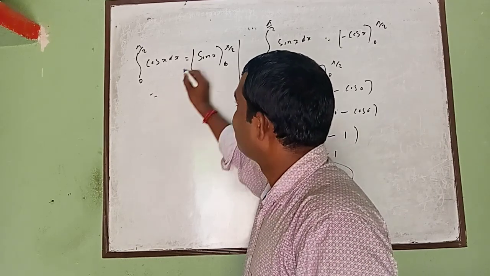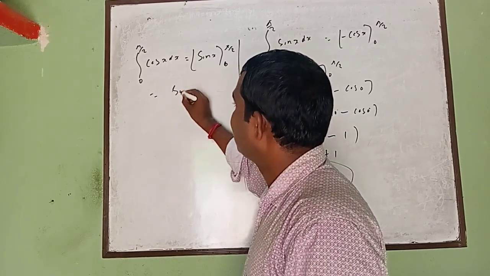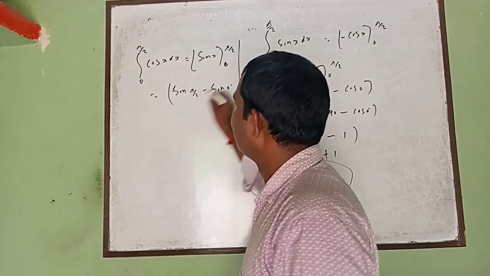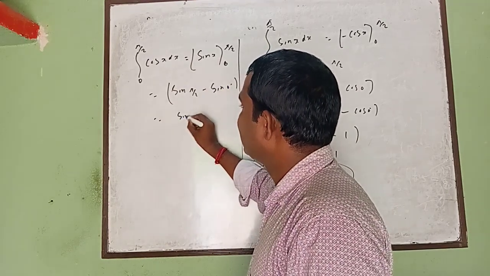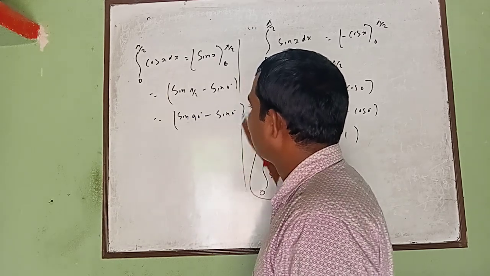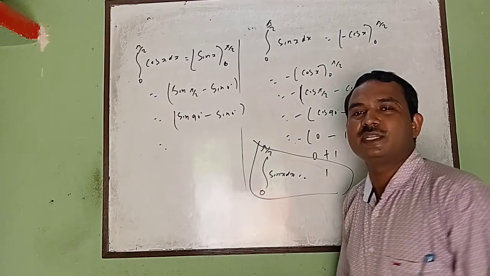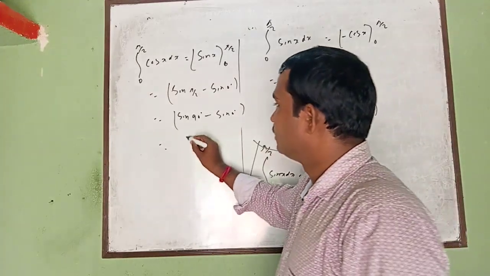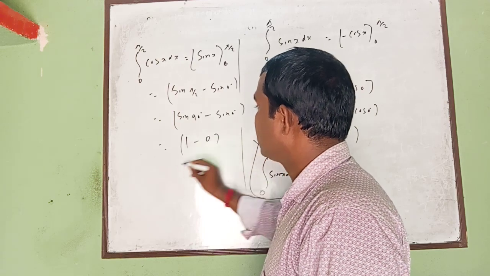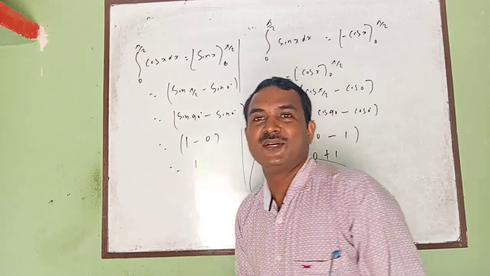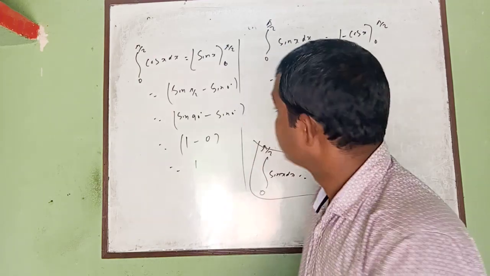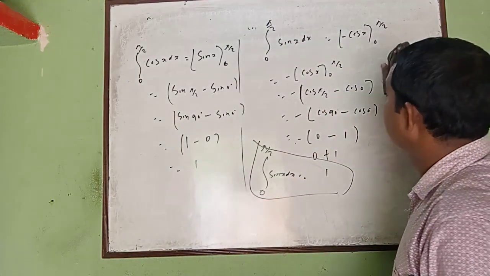If you solve it, we have sin pi by 2 minus sin 0 degree, that means sin 90 degree minus sin 0 degree. Put the value. What is the value of sin 90? Sin 90 is 1, minus sin 0, which is 0. So subtract this one, and here your answer is 1. More questions we can take. This side I am erasing here.